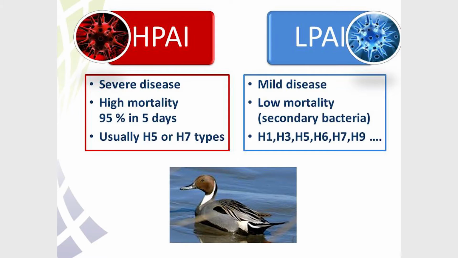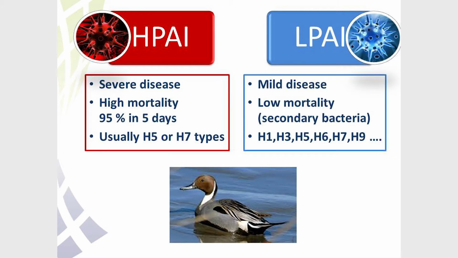If there is mortality with low path, it's often because there's been some secondary bacteria like E. coli. With high path, a severe disease, you're going to have higher mortality, you can have neurological signs, respiratory signs, and a lot of the flock will die in a short period of time.